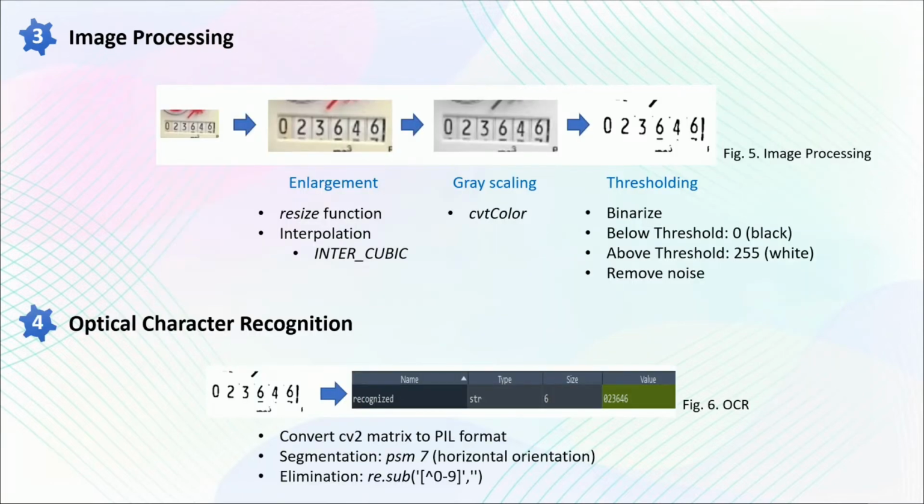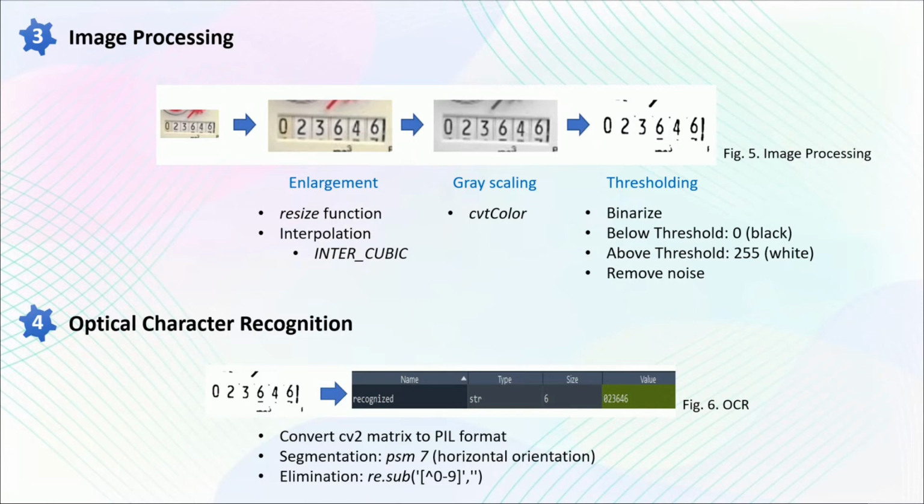Next is the image processing. It is to remove the noise and enhance the quality of the extracted ROI. This step is crucial to improve the accuracy of the OCR. According to the official documentation, the Tesseract OCR engine prefers the characters in black and white, and the characters should be resized to at least 300 dpi of resolution.